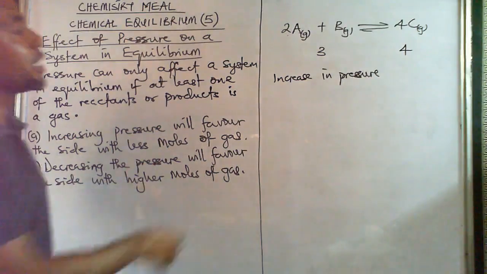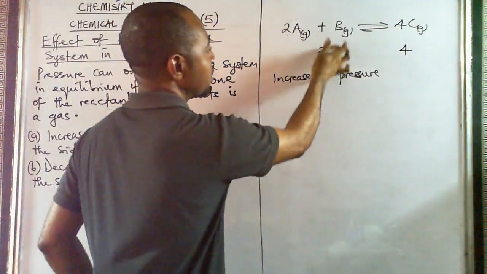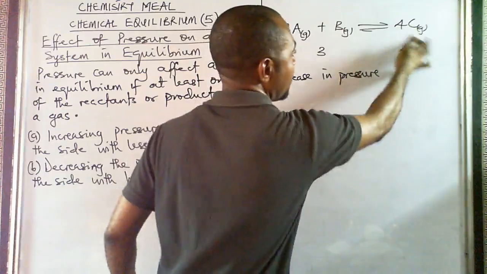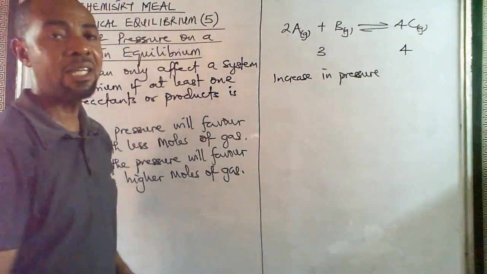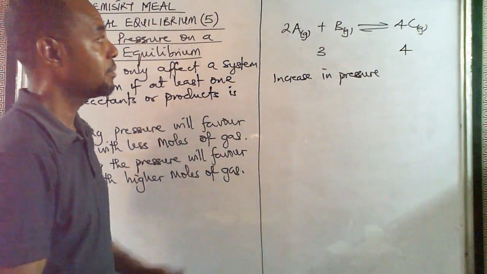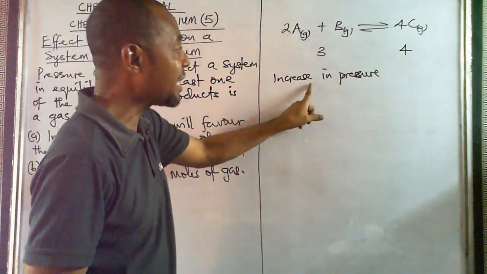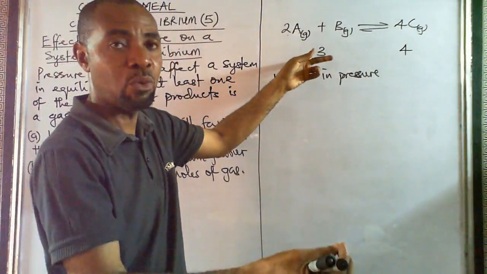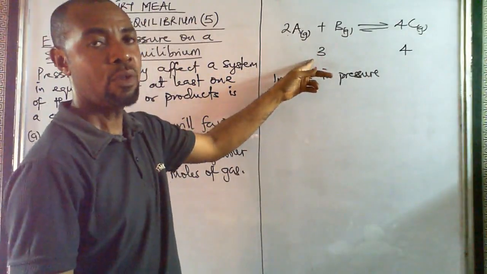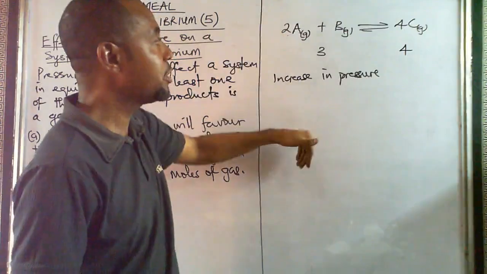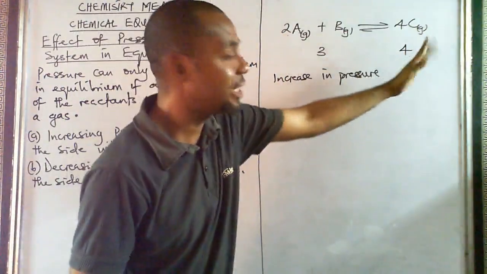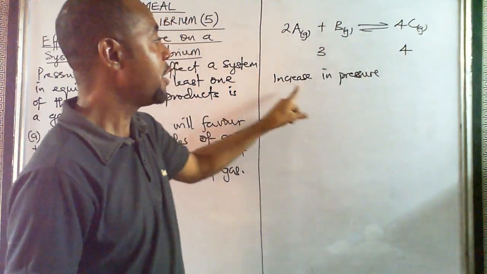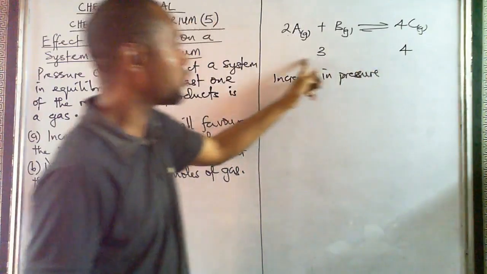So if we increase pressure here, how many moles of gases do we have here? We have only 3. Here we have how many? 4. So which side has fewer moles of gas? It is this side. So if you increase pressure, the equilibrium will move towards the side with fewer moles of gas. But if you decrease pressure, the equilibrium will look for the side that has higher moles of gas and favor that side. So if we increase pressure here, the equilibrium will shift to the left.